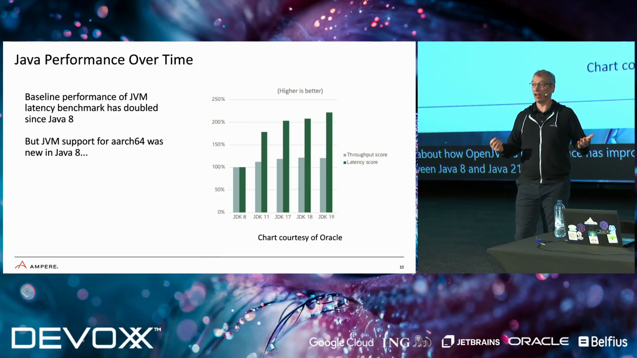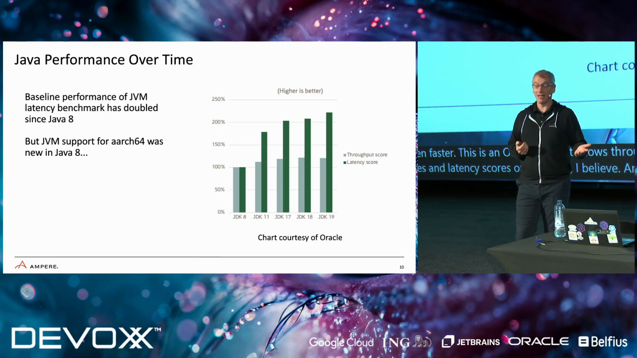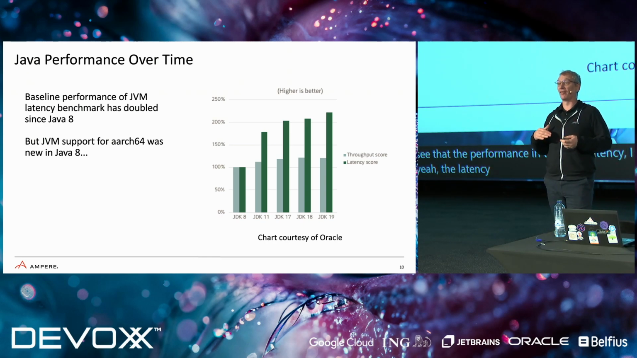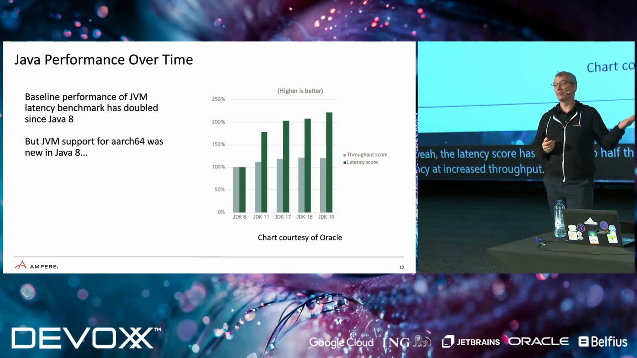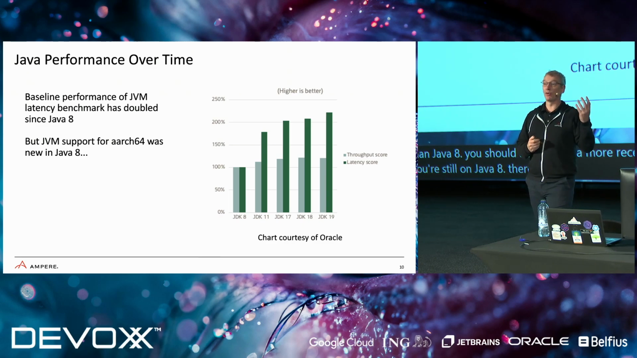First, the JVM has gotten faster. This is an Oracle chart. It shows throughput scores and latency scores on SPECjbb, I believe. And you can see that the latency score has doubled, so half the latency at increased throughput. Basically, Java 21 performs a lot better than Java 8. You should be running a more recent JVM. If you're still on Java 8, there's a problem. And JVM support was new for Arm64 in Java 8.